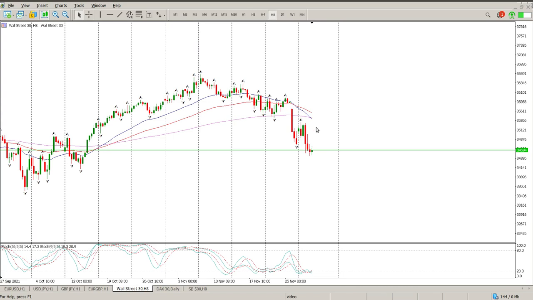So, still being a bit volatile. We did start recovering a bit, and then as the US markets opened, very shortly after open, in actual fact, we started rolling over and continuing the slide to the downside. Now, we've had moving average crossovers on the 8-hour.